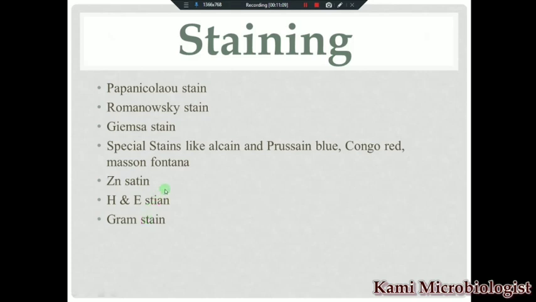It means that some of the slides we will stain with Romanowsky, some of the slides we will stain with Giemsa, and so on. So it doesn't mean that we use just one. As we make 15 or 20 slides, some of the slides we will stain with Romanowsky, some with Giemsa, and so on. So we use all these stains.